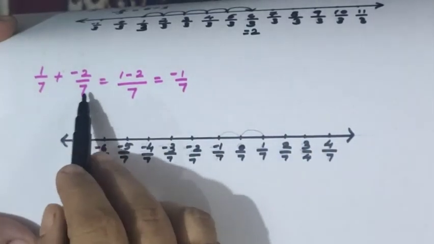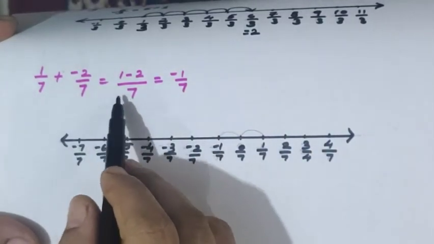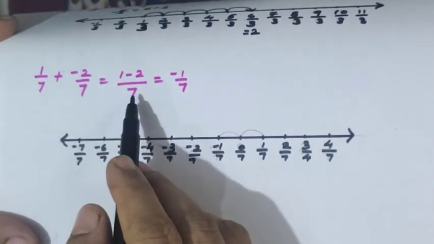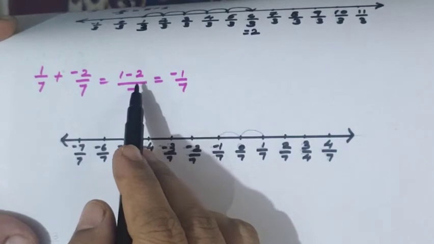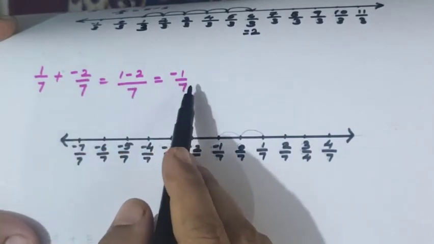1 by 7 plus minus 2 by 7. So what is it equal to? 7 is the denominator. So again like fractions. So 1 minus 2. The numerator we should simplify. So 1 minus 2 means minus 1 by 7.